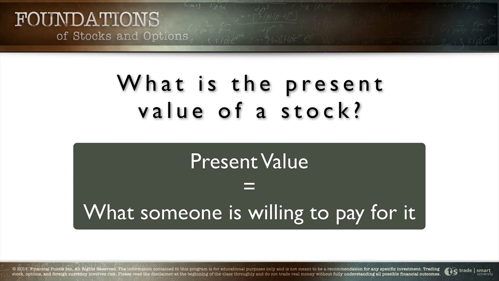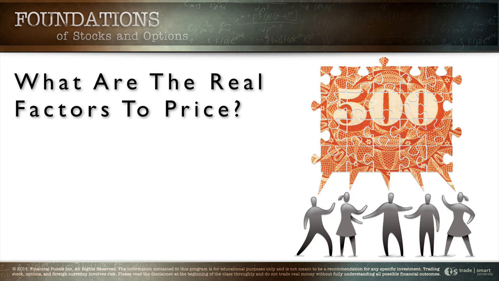Whatever the item is that we are trading in the free market, the present value is always what someone is willing to pay for it. So what are the real factors to price? If it really comes down to what someone's willing to pay for it, if it ultimately comes down to the driving factor of human speculation, then what is the real factor to the price of a stock?